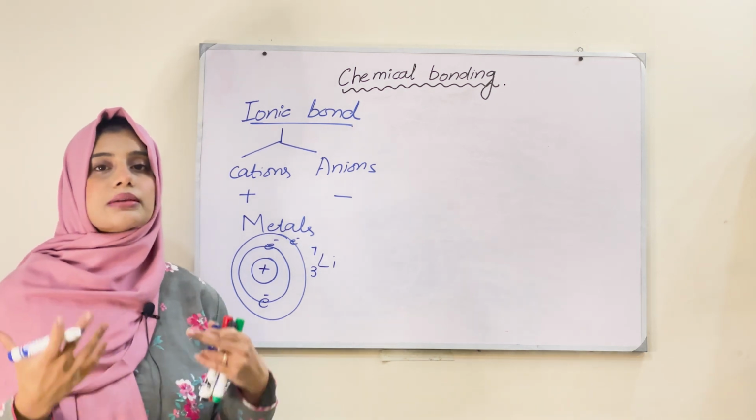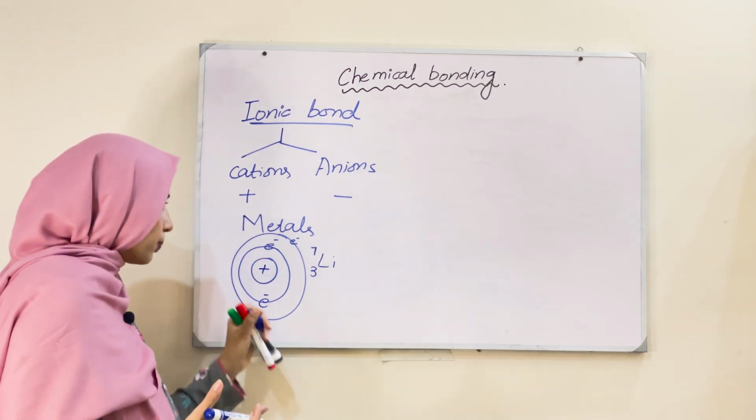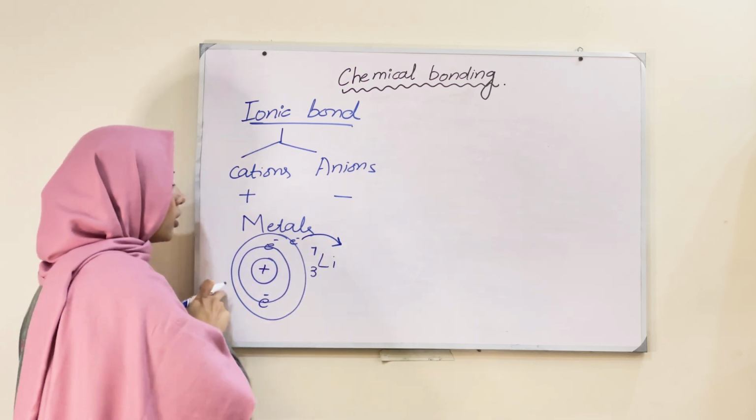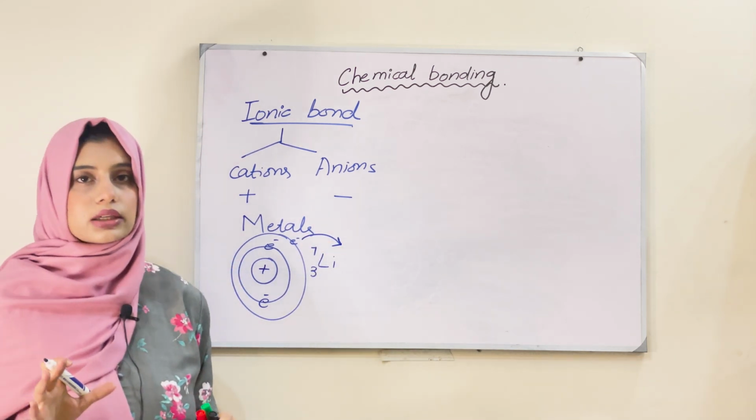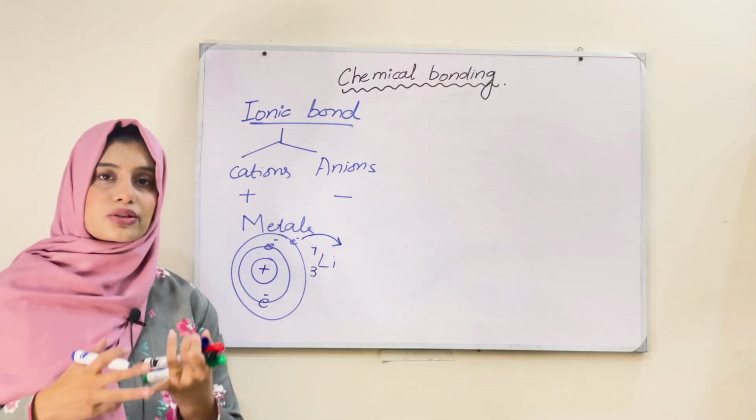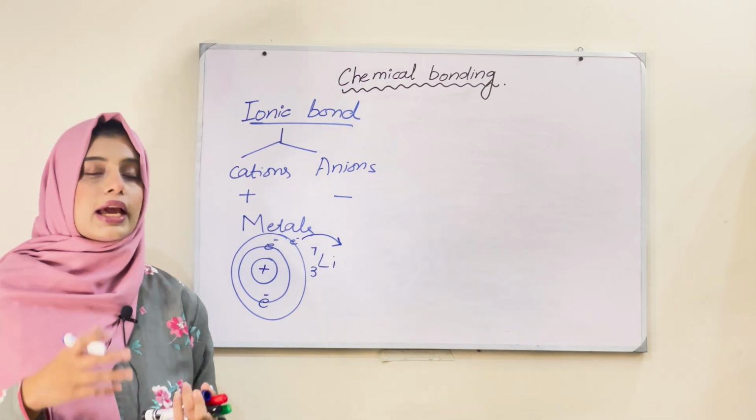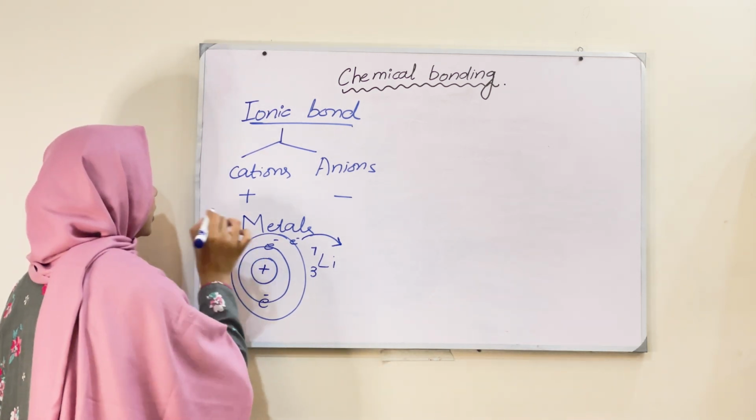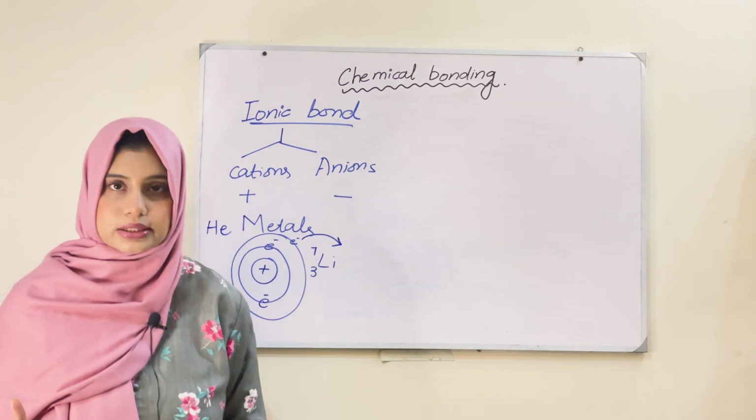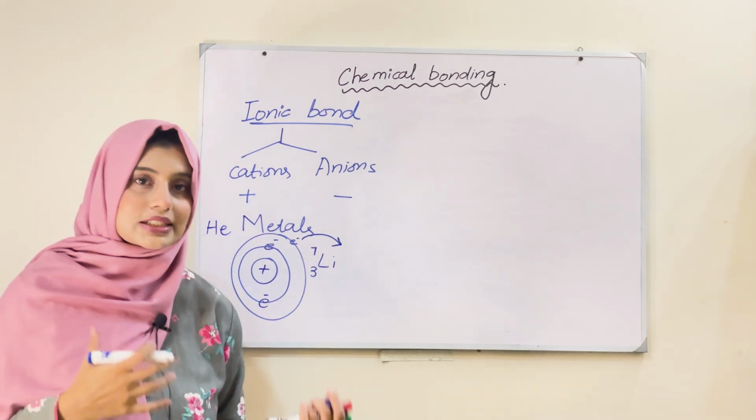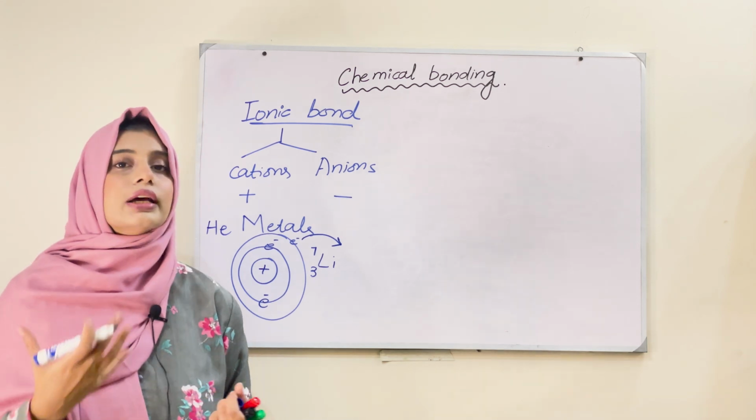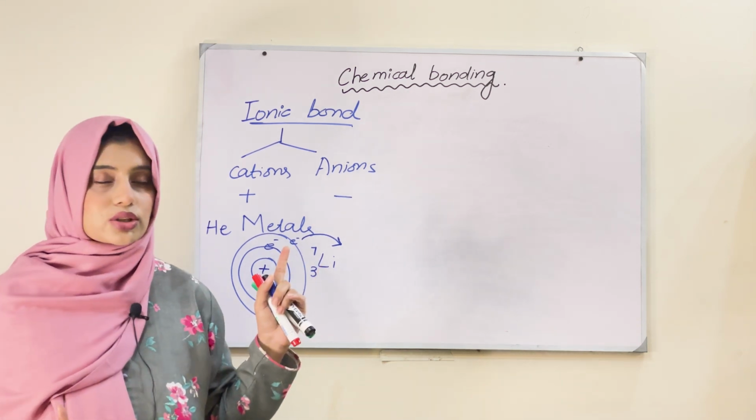So for getting stability and following the duplet rule, it will donate this 1 electron, and the remaining 2 electrons will be in the shell. These 2 electrons follow the duplet rule, and it achieves the electronic configuration of helium. Helium is the nearest noble gas. Clear? So this is how elements donate electrons, and when they donate electrons, they get a positive charge.